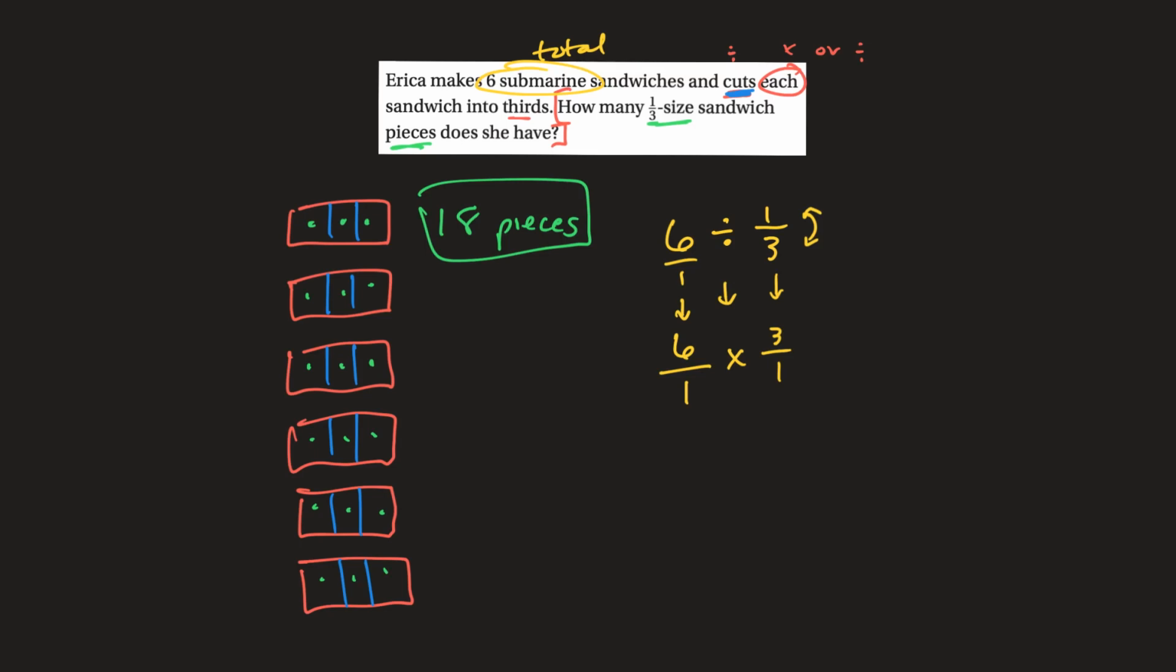Now it's multiplication, just like we did yesterday. So I'm just going to go straight across. So I'm going to do 6 times 3 gives me 18. And on the bottom, 1 times 1 gives me 1. So my answer is 18/1, which of course is an improper fraction. So I'm going to do the secret division problem. 18 divided by 1. Oh, that's easy. That's just 18 is your answer. So we got the same answer both ways.